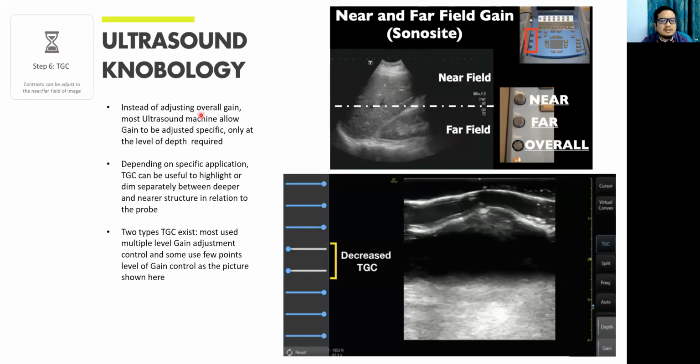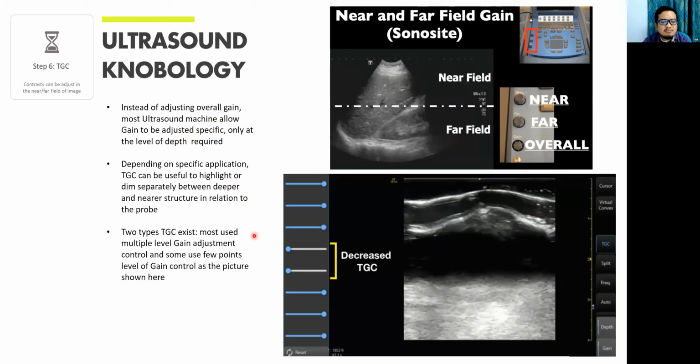So next one is TGC, time gain compensation. Instead of adjusting overall gain, most ultrasound machines allow gain to be adjusted specifically only at the level of depth required. Depending on the specific application, TGC can be useful to highlight or dim separately between deeper and nearer structures in relation to the probe. Two types of TGC exist.